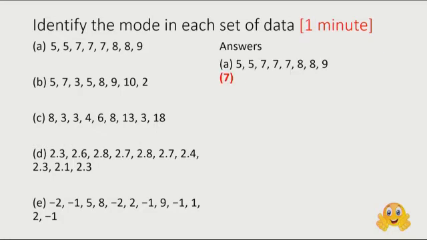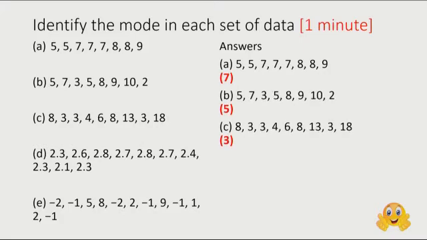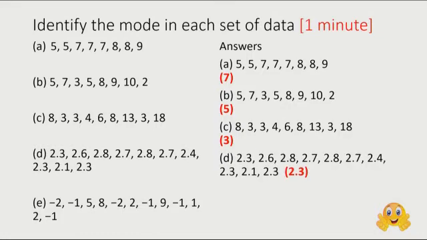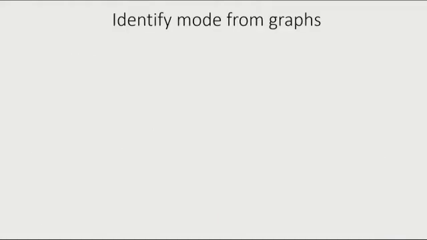A, the mode is 7. B, the mode is 5. C, the mode is 3. D, the mode is 2.3, and E, the mode is -1. If you have not written "mode is" in front, please do write it. Okay, mode is. Well done.